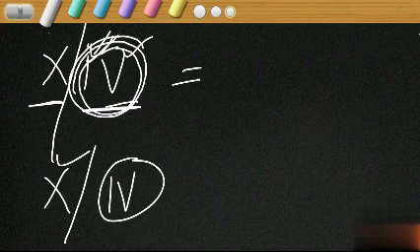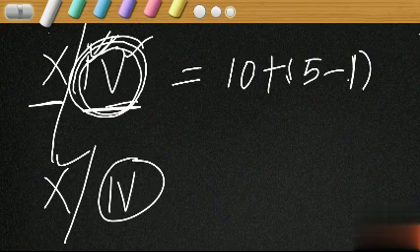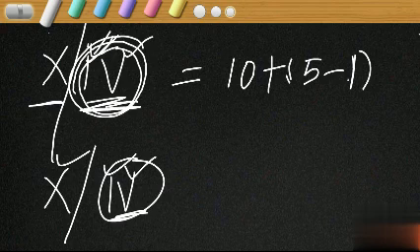That means, what is the value of X? 10. Plus, what is the value of IV? Now take IV together. IV means our third rule: if a smaller Roman numeral is written on the left side of a greater one, we have to subtract the smaller one from the greater one. Please apply that rule. IV means 5 minus 1. V is 5, I is 1, 5 minus 1.